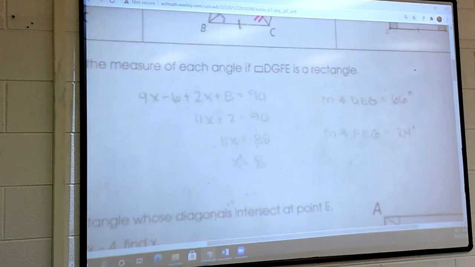So that's how they come up with those two answers. You get what x equals, and then you just plug it in to the problem. Okay? So let's look at example 2.